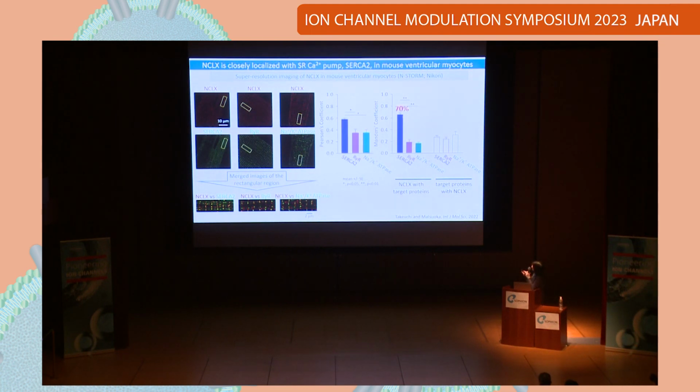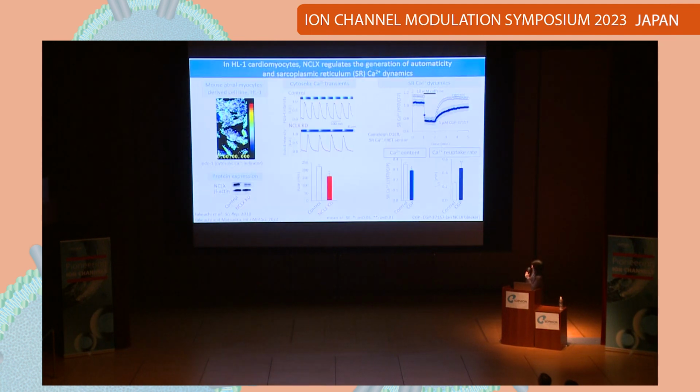And 70% of NCLX was co-localized with SERCA, and 30% of SERCA was co-localized with NCLX. Then, how does this partial coupling between NCLX and SERCA contribute to cardiomyocyte functions? We have some clues. We already showed that the NCLX knockdown prolongs the cycle length of spontaneous calcium transient. We also found that SR calcium content was decreased by NCLX block, and SR calcium reuptake rate after the caffeine application was decelerated by NCLX block.